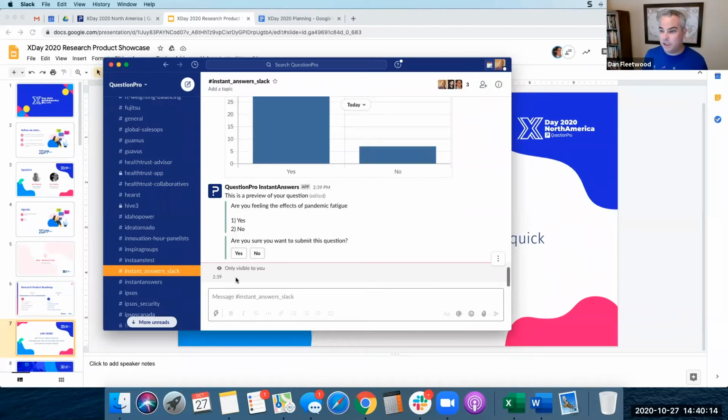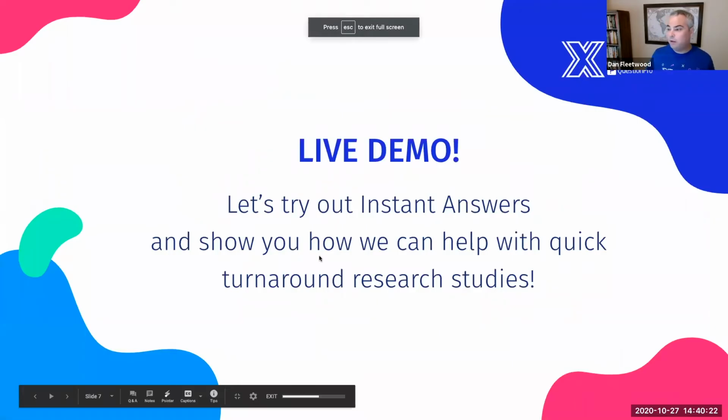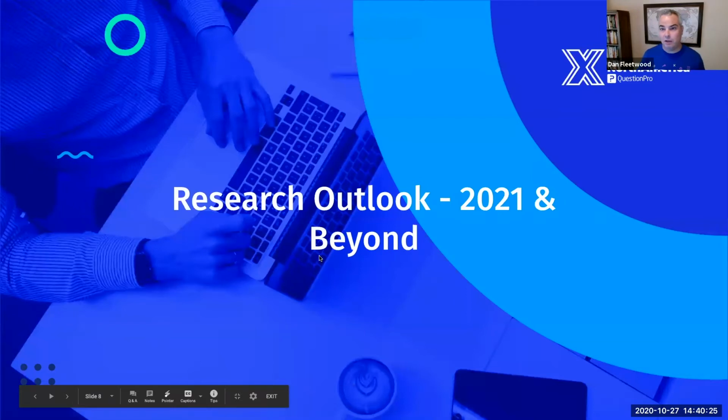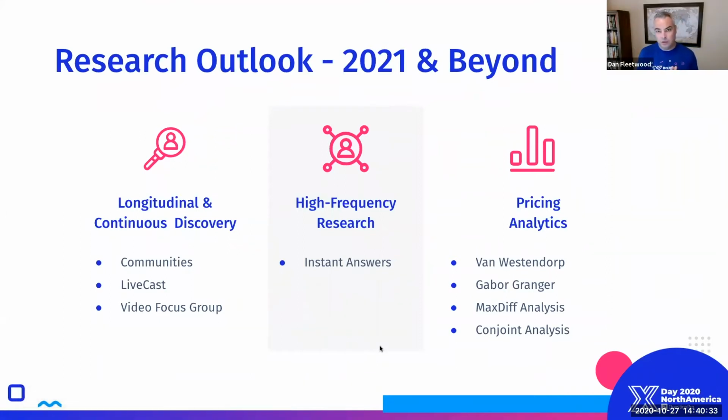And again, I just wanted to get this live demo going, and then we'll come back to this later in the presentation today. But moving on, I want to talk about the research outlook in 2020 and beyond. So where do we see things headed from a research standpoint? I think Angela talked about this a little bit earlier in terms of continuous discovery. This is going to be the focus, around communities, the live cast, and the video focus groups. So really it's all about seeking that desired outcome by conducting small research activities with customers, which is continuous discovery.